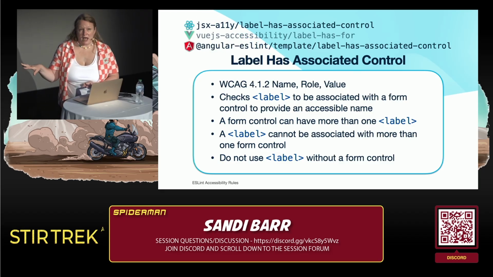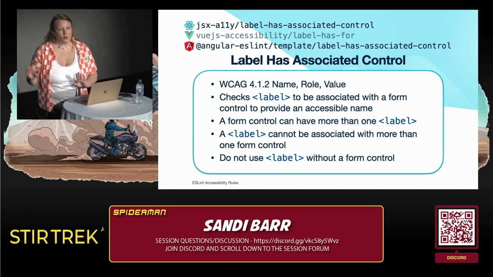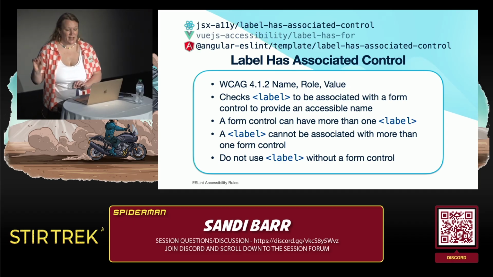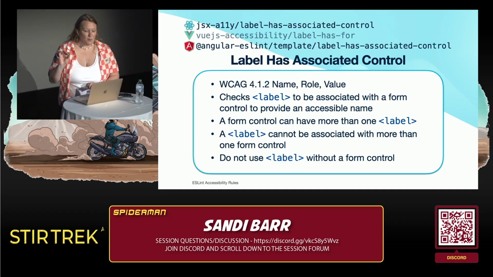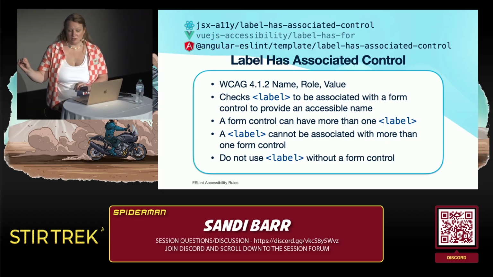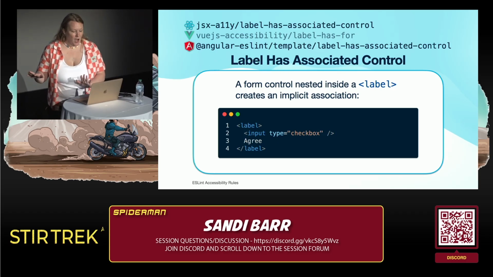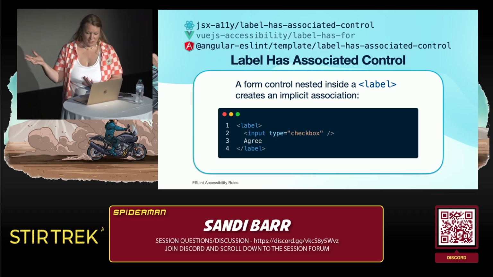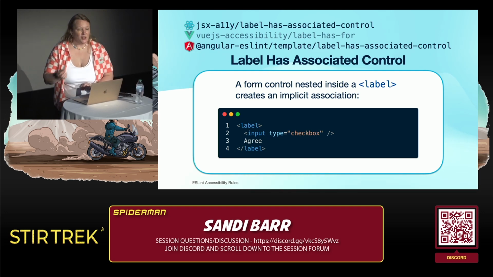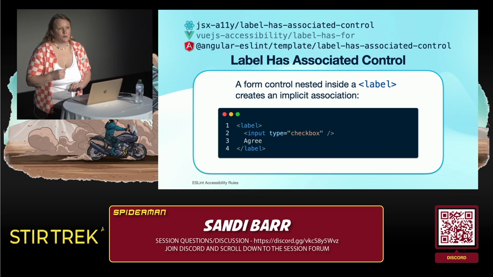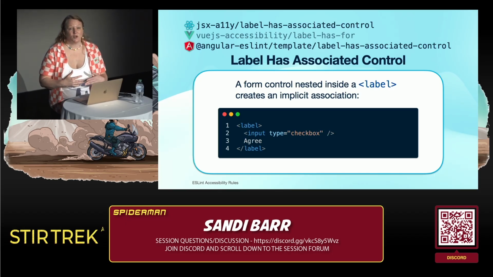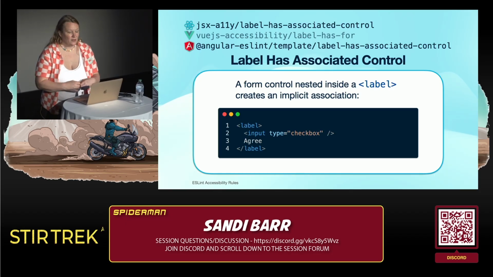This rule, label has associated control, validates that form control labels conform to the WCAG 4.1.2 name, role, value criteria by verifying that labels are associated to form controls to provide their accessible name. This rule validates labels with implicit associations by looking for a form control element inside of the label. There's also a configuration option to support nested associations if you have any custom form controls that aren't just HTML.